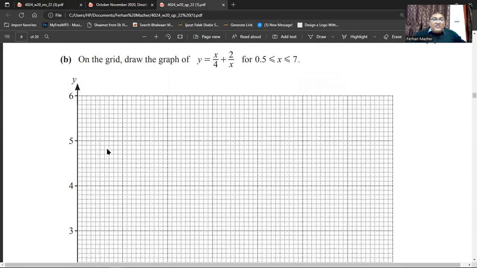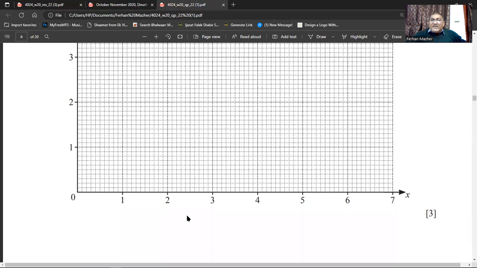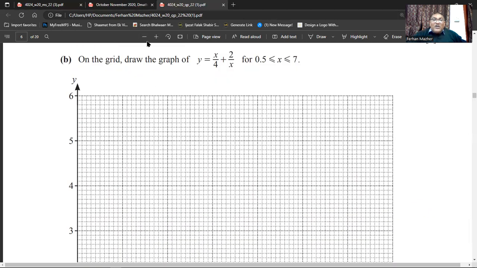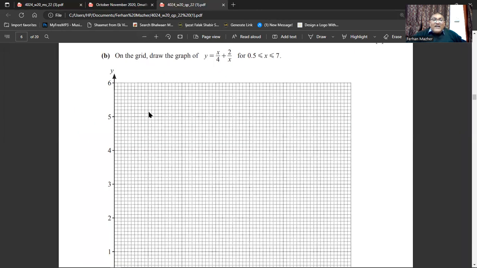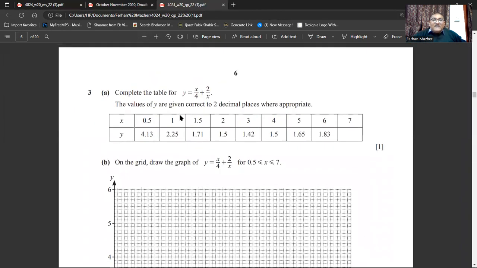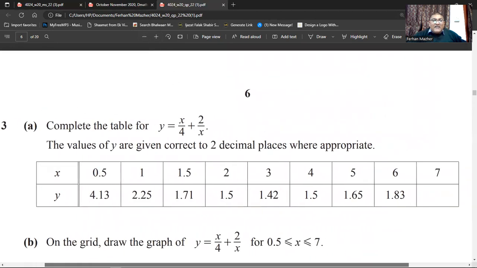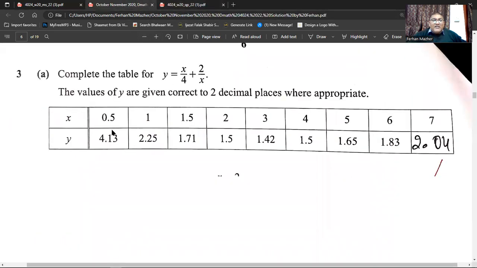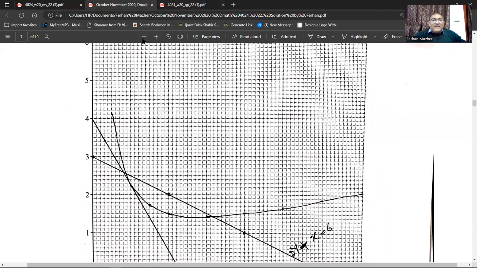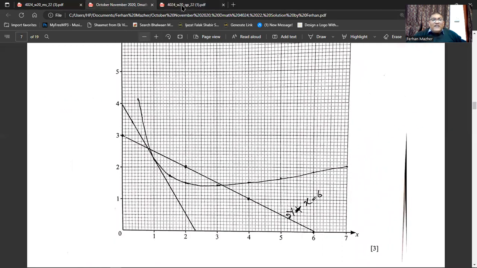Now we have question number 3, B part. He says, on the grid, draw the graph of y equals x by 4 plus 2 by x for x greater than or equal to 0.5 and less than or equal to 7. This graph and its grid are already there. You only have to draw the points, so you only have to plot the points.